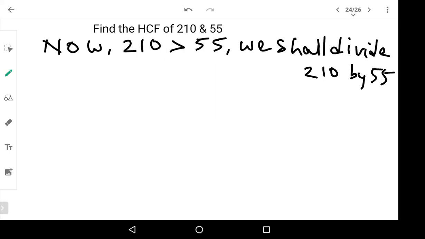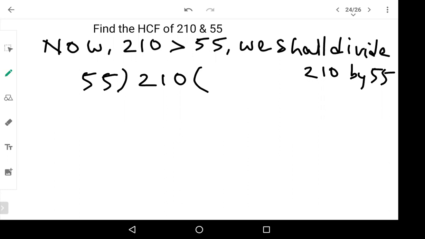First find out which is the bigger number and which is the smaller number, and once you identify them, divide the bigger number by the smaller number. It's the basic division that we do. Now after this, next step, we are going to do a normal division. The bigger number, that is 210, is going to come in the center and we do the division using 55.